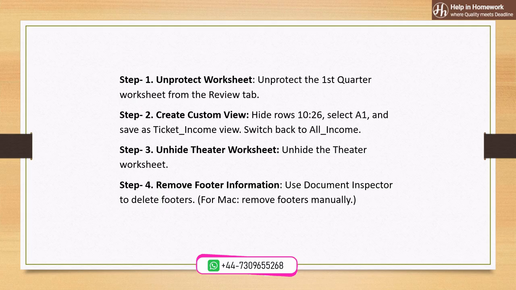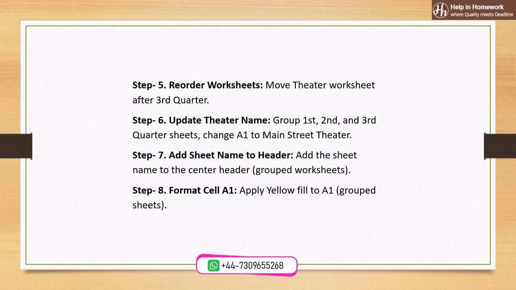Step 4. Remove footer information. Use Document Inspector to delete footers. For Mac, remove footers manually. Step 5. Reorder worksheets. Move the theater worksheet after third quarter. Step 6. Update theater name. Group the first, second, and third quarter sheets and change A1 to Main Street Theater.